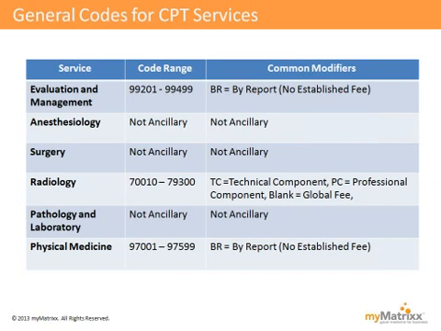And then you have global fees. Global fees are the most common in today's market because it takes and combines both those into one fee. So they typically bill with just the code and not a TC or PC today. But those do still exist, and they still exist in some fee schedules. Physical medicine, 97,000 series, BR by report. So there may not be an established reimbursement, but there's a recognized code, and a modifier of BR identifies we will review this as a by report code.